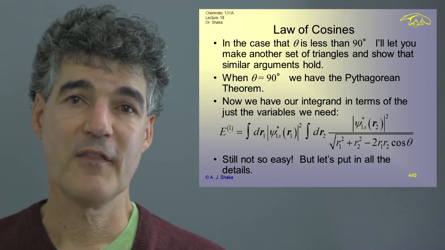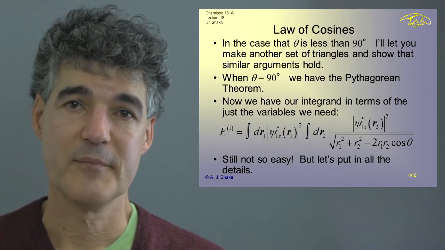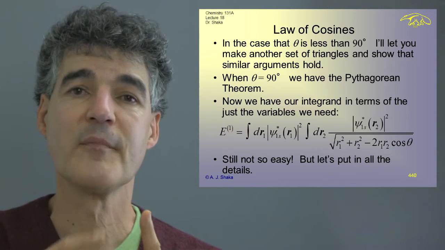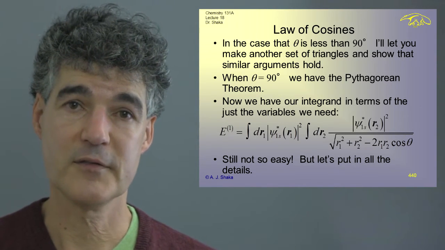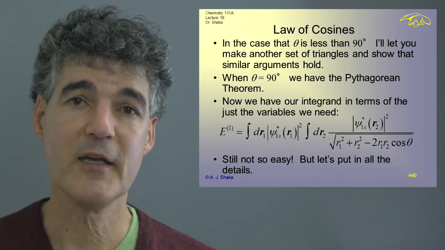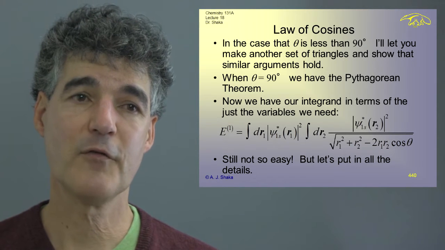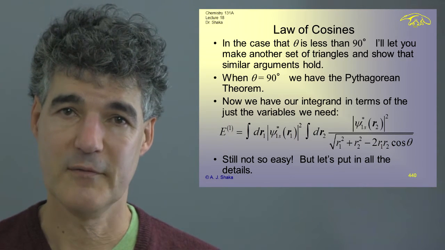In the case that theta is less than 90, so it's not an obtuse triangle but an acute triangle, I'll let you draw the triangles. You draw them slightly differently, but you come to exactly the same conclusion, namely that this formula is always valid.